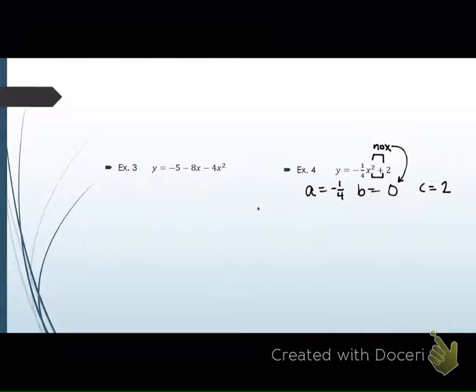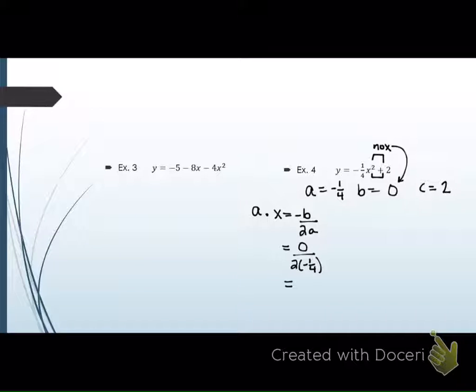Okay. The first thing we do is find the vertex using X equals opposite B over 2A. Opposite B is, well, can you take an opposite of 0? Yeah. So we have 0 over 2 times negative 1/4. What's 0 divided by anything? 0. Okay, it's okay to have 0 on top. It's no to have it on bottom. So, your X coordinate of your vertex is 0.